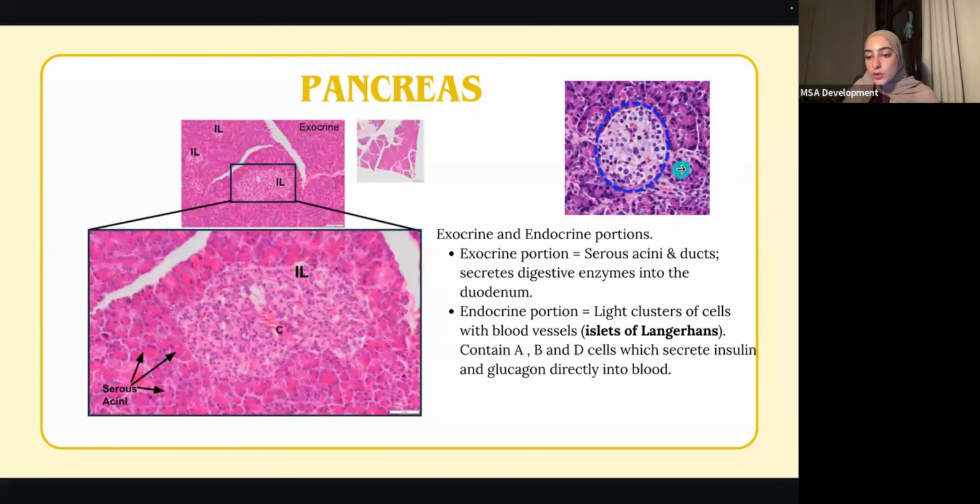This is another picture that I found in one of the past OSPEs. If they give you this, this is the islets of Langerhans, and around it is the rest of the pancreas, but just know that this secretes insulin and glucagon, okay? This is the only histology slide that you guys had for the pancreas.